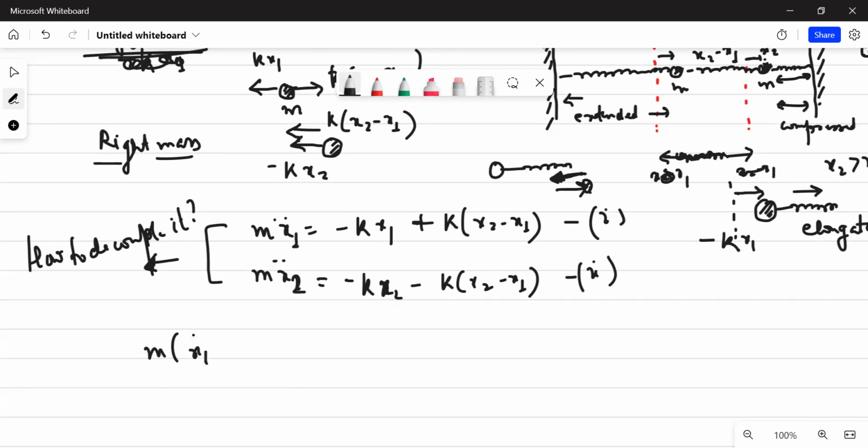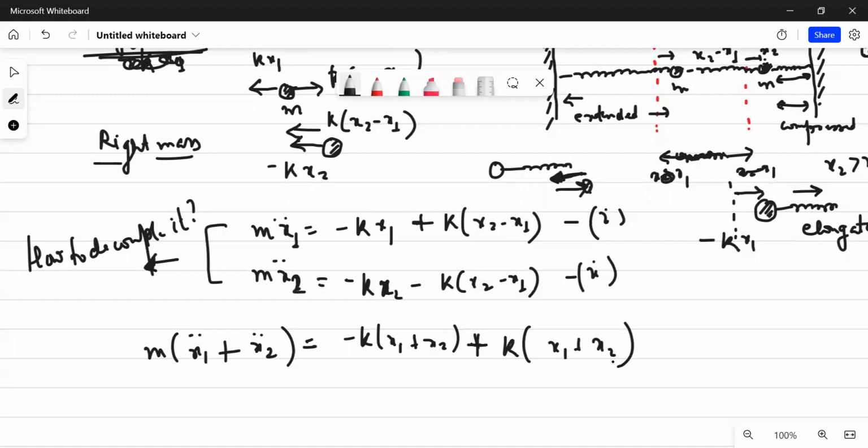So linear combination would be to write m (x1 double dot plus x2 double dot) is equal to minus k x1 plus x2, and then you have this plus k (x2 minus x1), minus, क्या है ये, k x2 again and plus k x1. So you will have again x1 plus x2. ठीक है, this is your equation number 3.